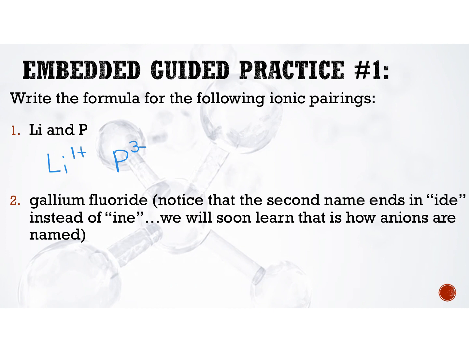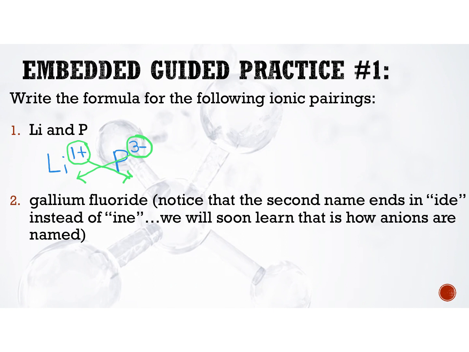When we're writing formulas using the swoosh and reduce method, we are going to crisscross the charges so that they become the subscripts of the other element. For instance, we're going to take the 1 plus of lithium and give it to phosphorus, and we're going to take the 3 minus of phosphorus and give it to lithium.